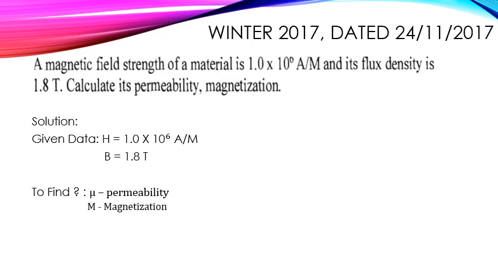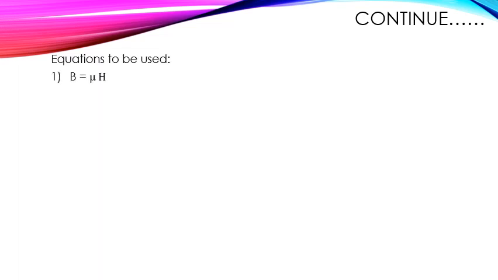Now with this given data and what to find, we can write down the equations to be used. So by which equations can we find this permeability and magnetization? So now we will continue. To find the permeability mu, we must know the relationship between the flux density and field intensity in a magnetic circuit. B is directly proportional to H. So the equation is B is equal to mu H.